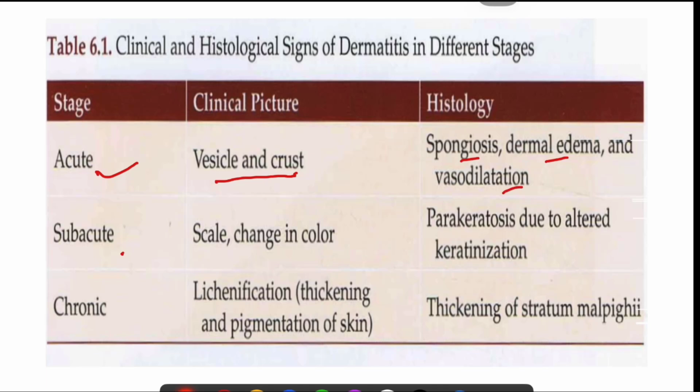Subacute, where there is scale formation and change in color. As the scale develops, there is parakeratosis. Then chronic, where thickening and pigmentation of skin is there. It is called lichenification, where the stratum malpighi is thickened. Now, you know what is stratum malpighi. Stratum malpighi is the combined stratum corneum as well as stratum basalis thickening.